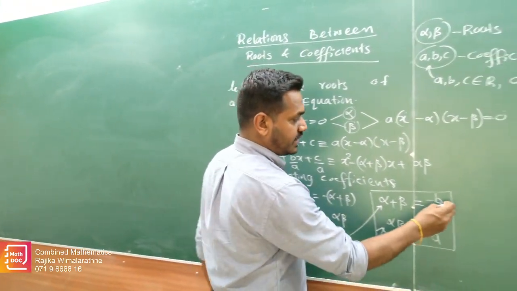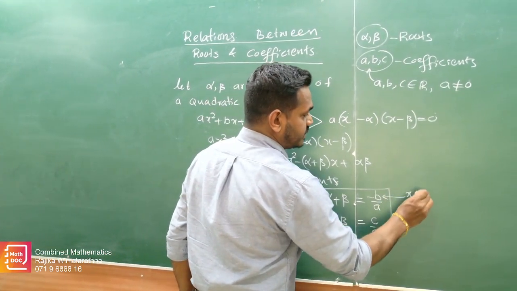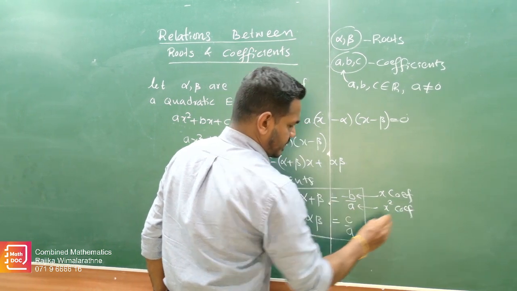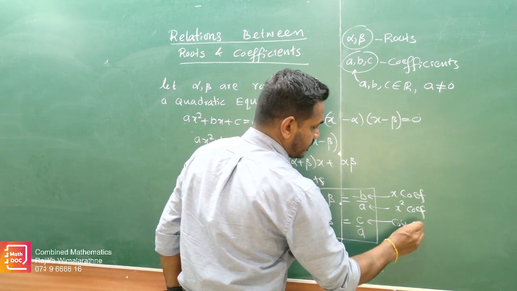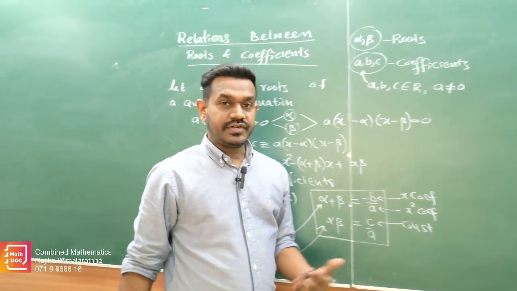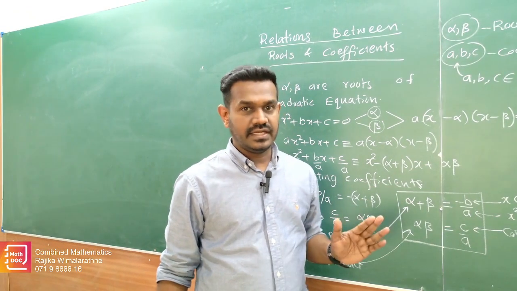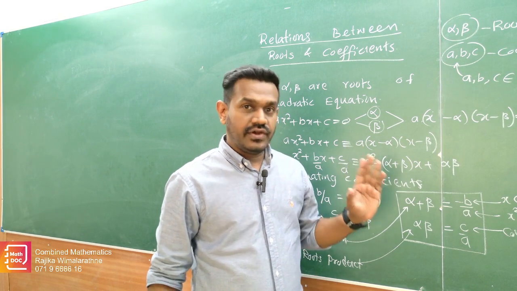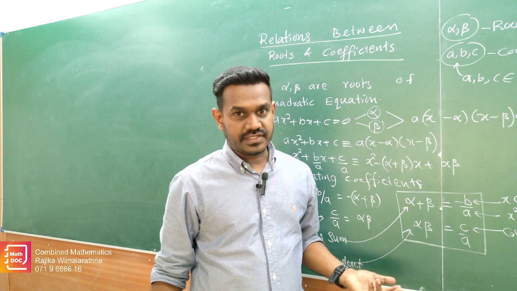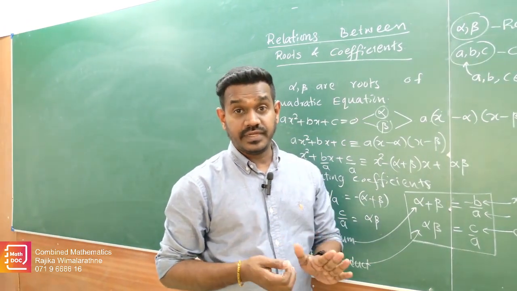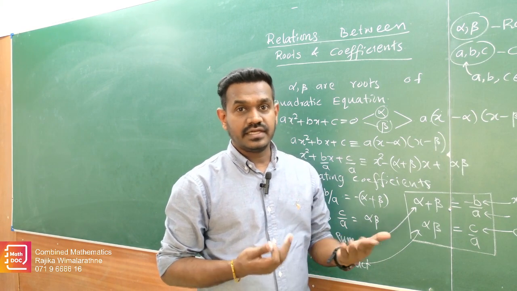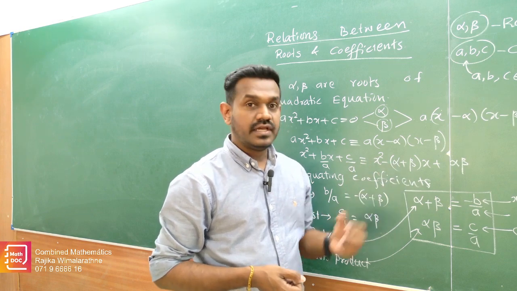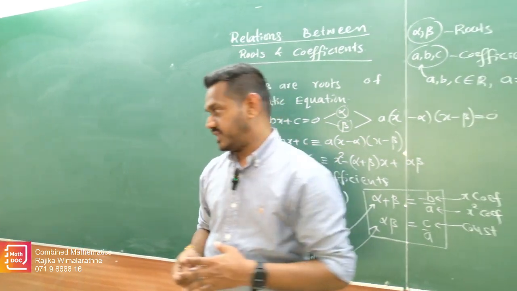So in other words, for alpha plus beta, b means x coefficient, a means x square coefficient, and c means the constant term. Then for a quadratic equation, from here onwards you can write the relation between roots and coefficients directly. For any quadratic equation, we have the relation between roots and coefficients. Not only for quadratic, but also for cubic equations, and biquadratic equations also have a relation between roots and coefficients. Let's see a few applications with relations between roots and coefficients. Let's move further.